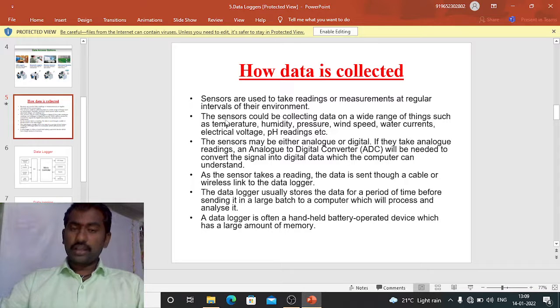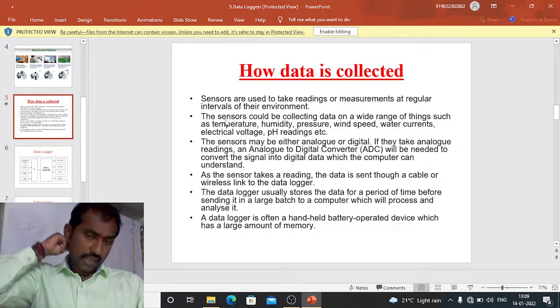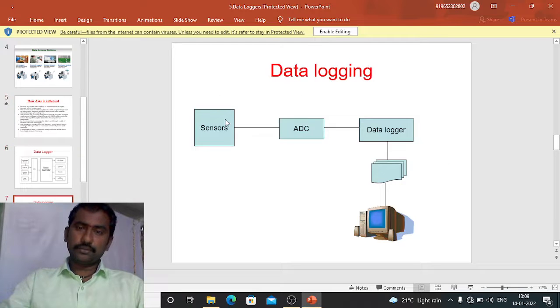The data logger usually stores the data for a period of time before sending it in a large batch to a computer, which will process and analyze it. A data logger is often a handheld, battery-operated device which has a large amount of memory. It is operated with a battery, and this memory is used for analyzing in the computer. So the entire data logging operation can be represented in this diagram.